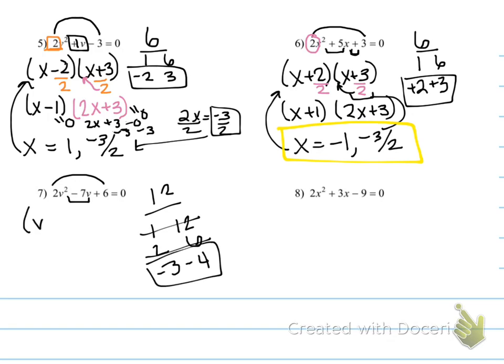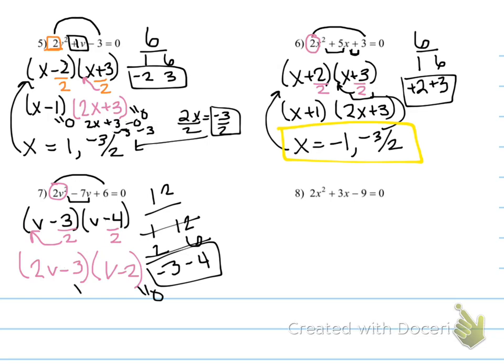So I've got v minus 3, v minus 4. But again, got to divide by that first letter. So divide by 2, divide by 2. This one doesn't simplify, so slide it in front. So 2v minus 3. And then 4 divided by 2 gets me 2. So v minus 2. Set them equal to 0, or just flip the sign. So this will switch to 3/2, and this will switch to 2.